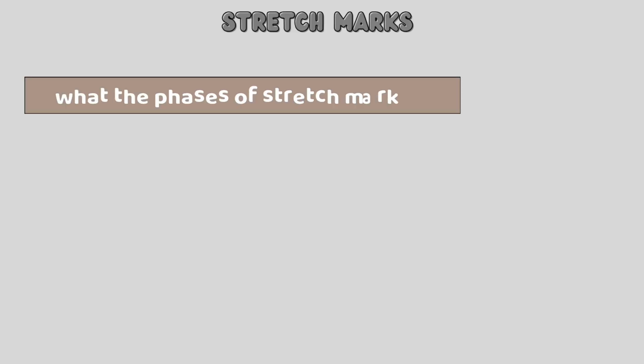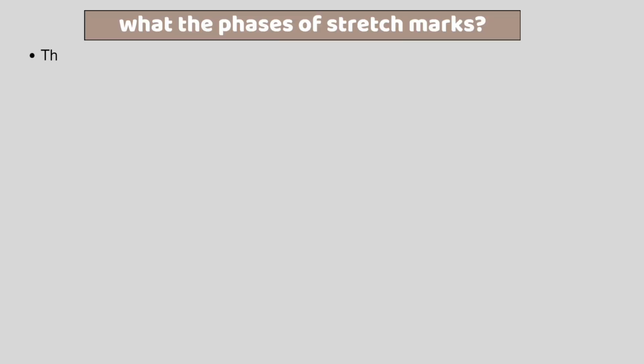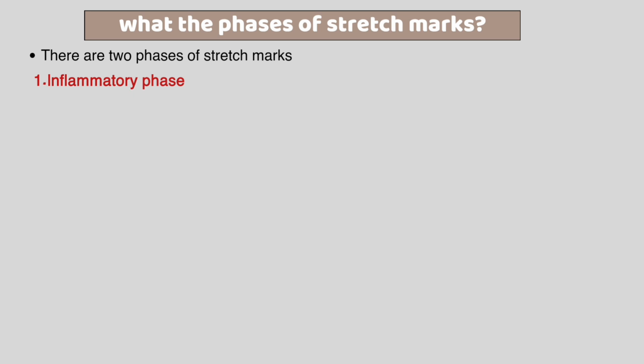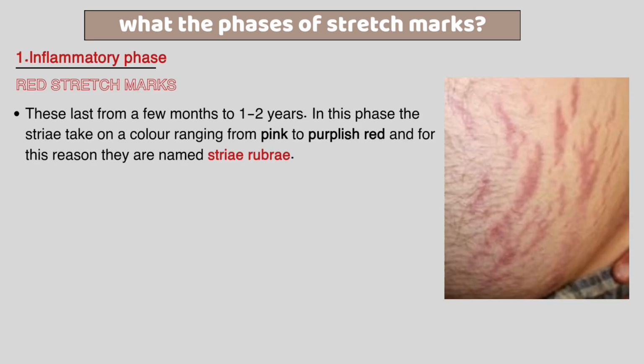What are the phases of stretch marks? There are two phases of stretch marks. 1. Inflammatory phase. Red stretch marks. These last from a few months to 1 to 2 years.